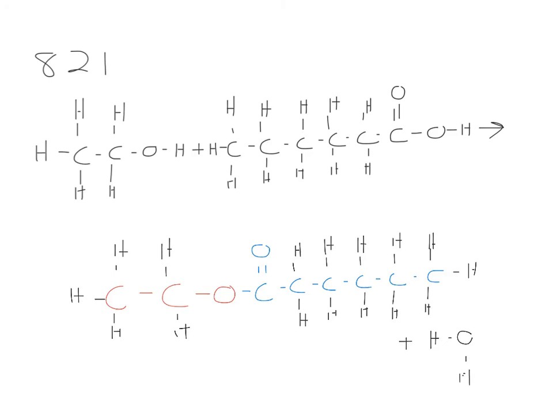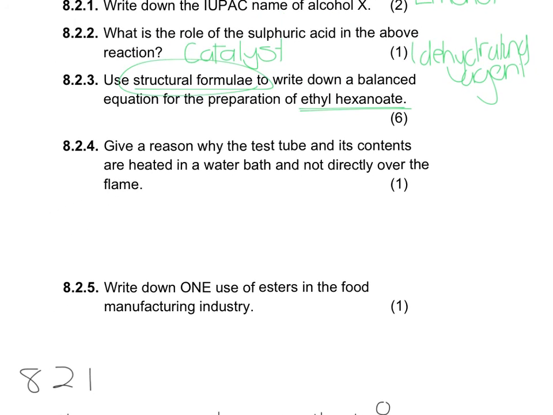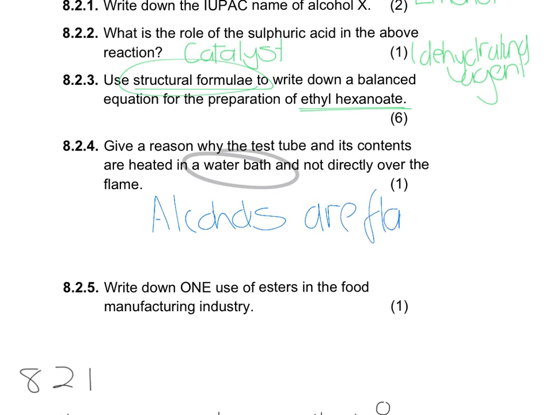It's very, very important. Okay. Next question. Give a reason why the test tube and its contents are heated in a water bath and not directly over the flame. Well, alcohols are flammable. Okay, so it is a safety precaution. You can't just say for safety. You've got to tell me why. It's because alcohols are flammable.